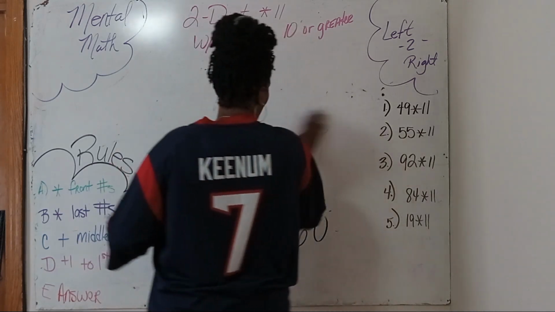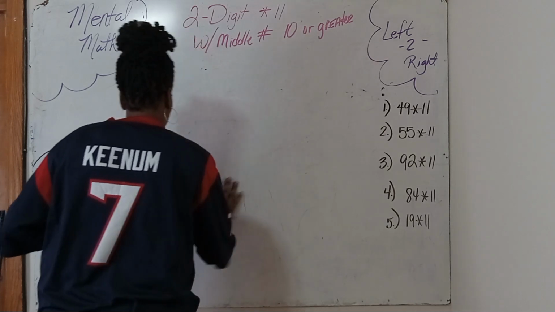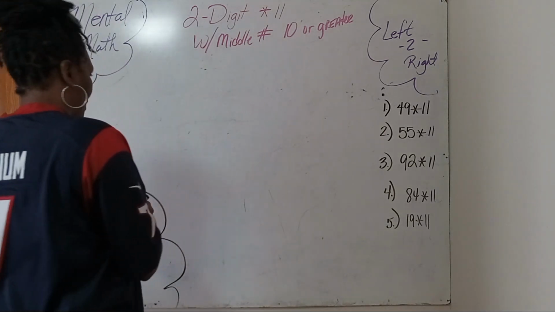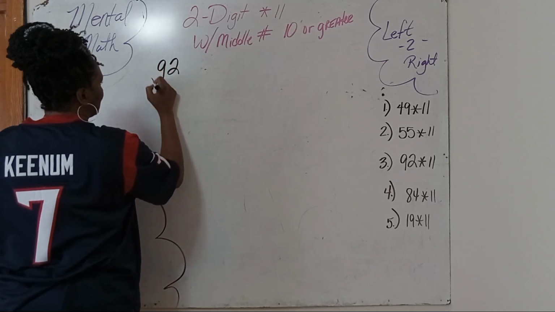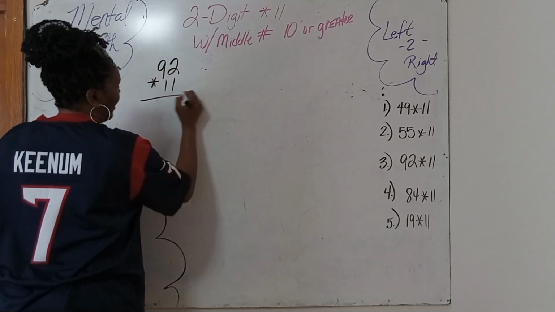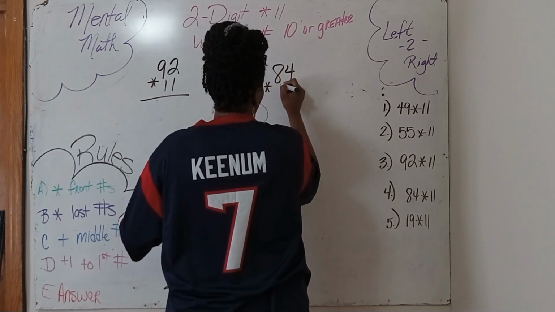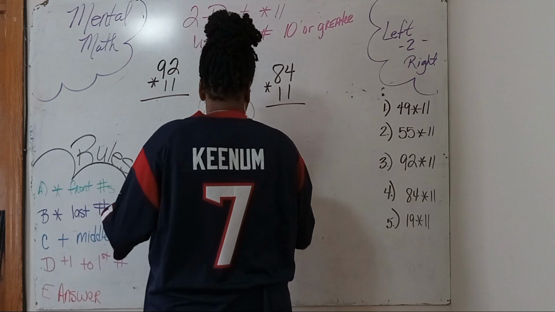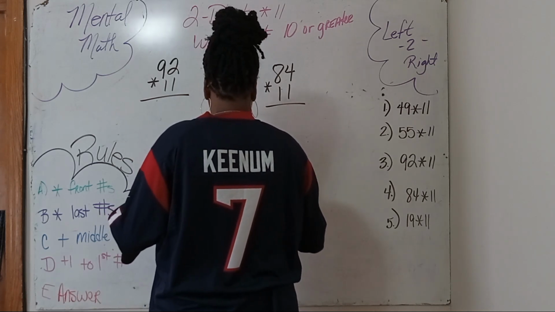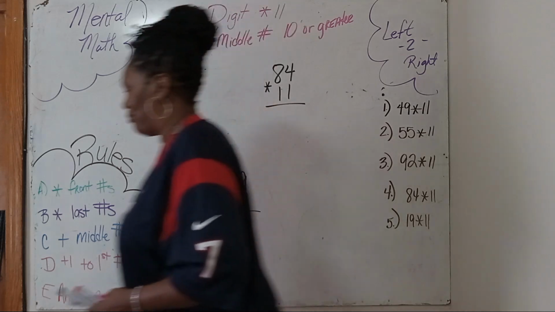We're going to do these problems like we just did the other problems. I'm going to write all of them and then we're going to check them out. Okay? So let's do 92 times 11 right there. 84 times 11 right here. And 19 times 11 right here. All right. Through with our black marker.